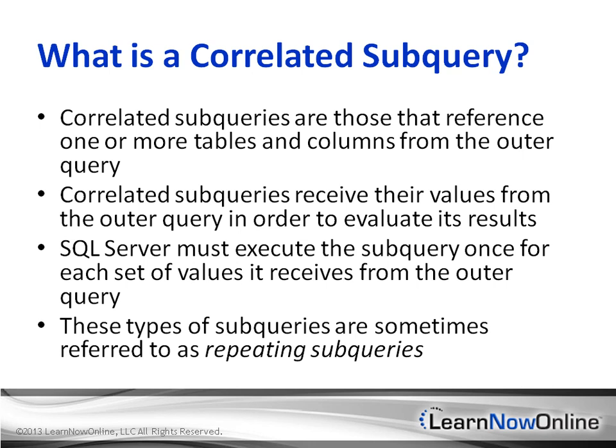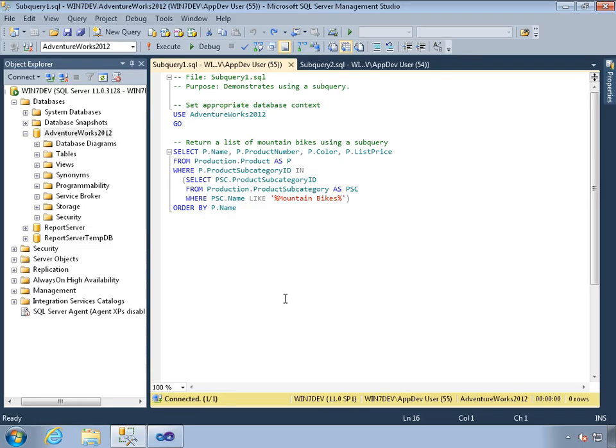Let's head over to SQL Server Management Studio and take a look at a couple of examples. Okay, here we are in SQL Server Management Studio, and in this example we're going to take a look at a correlated subquery. As you can see here, we're going to do some selecting from our product table, and what's going to drive that is a subquery that's part of the where clause.